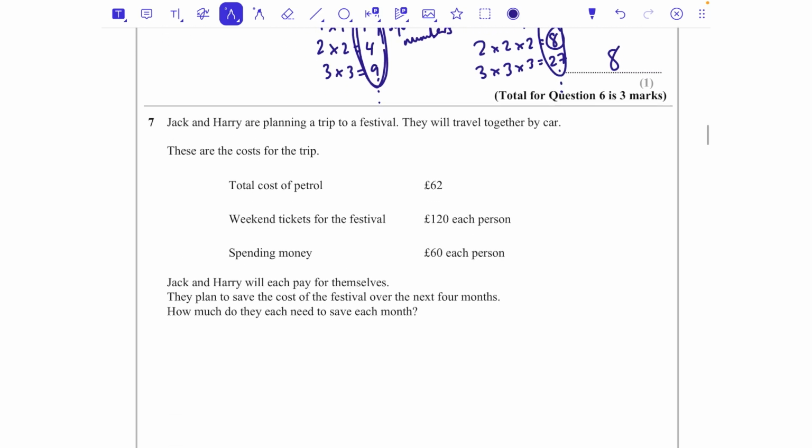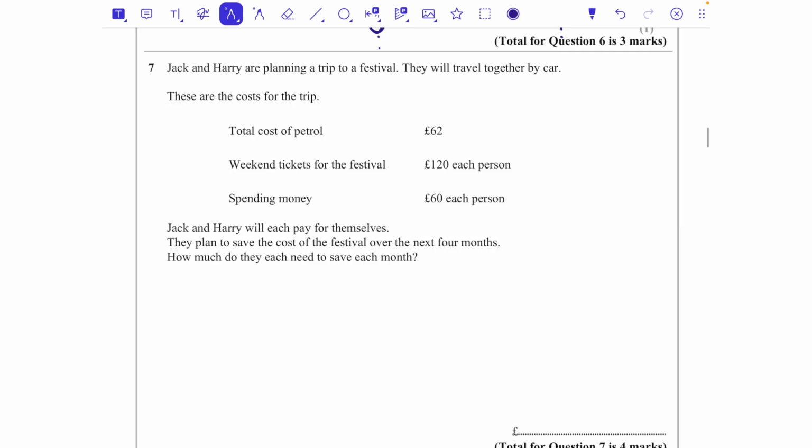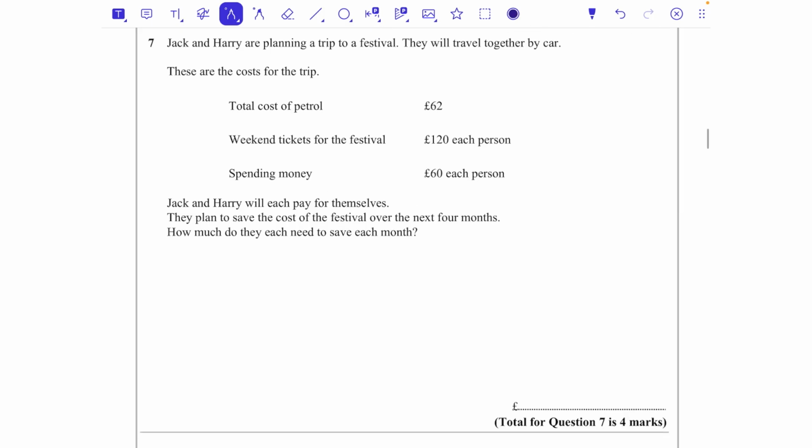Question number 7. Jack and Harry are planning a trip to a festival. They will travel together by car. These are the costs for the trip. We've got total cost of petrol is £62. Weekend tickets for the festival are £120 for each person, and spending money is £60 for each person. Jack and Harry will each pay for themselves. They plan to save the cost of the festival over the next 4 months. How much do they each need to save each month?